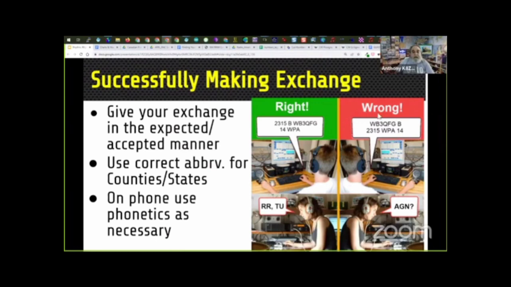Notice here, our young gentleman sends the same exact information, but he sends it in a different order. This order is not expected by the person, and of course, they're not listening for it in that order, and they miss the exchange. So using the correct exchange, the correct abbreviations, it's very important to use the right order also.